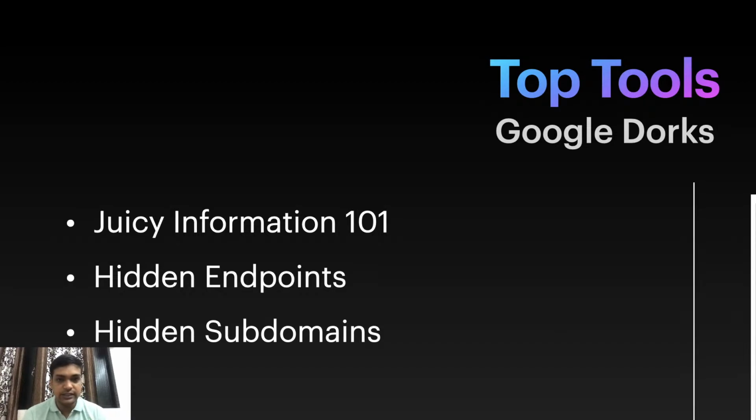Next is, this is actually not a tool but a methodology, or you can say a technique, which I love to do on targets while I'm doing pen testing, which is Google Dorking. Google Dorking gives you juicy information. It is very, very useful. If you're not performing Google Dorking properly, you may tend to miss out on some important bugs on your target.